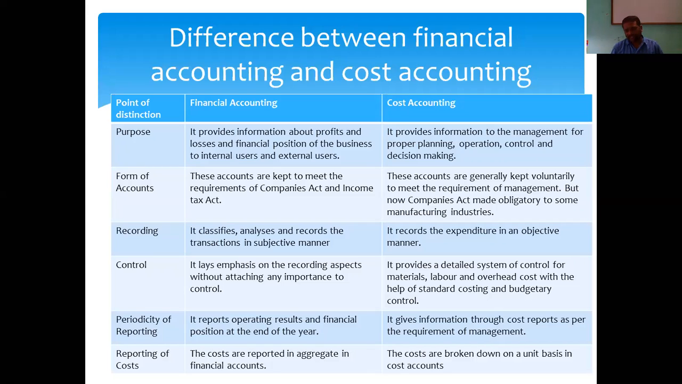And reporting of costs. The costs are reported in aggregate in the financial accounts. But whereas the costs are going to be broken down to the unit basis as the cost account is. So here I told you in the last class, if you go to a bakery, you're asking for one curry puff, one egg puff, and one bread packet, and a dozen bananas, a kg of sugar. So like that, we are going to measure the cost per unit for a single product. What cost is going to be incurred, and for the total production also we are going to know by using the cost accounting.